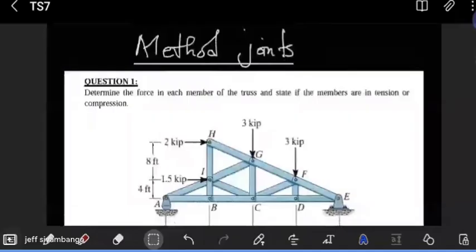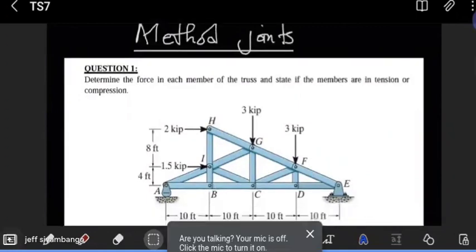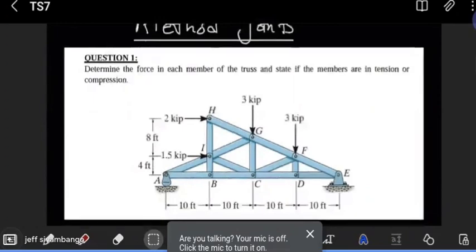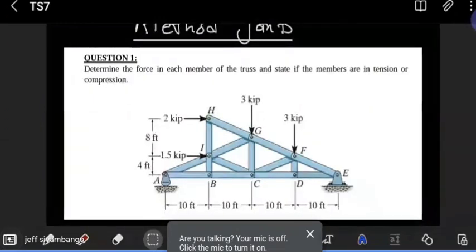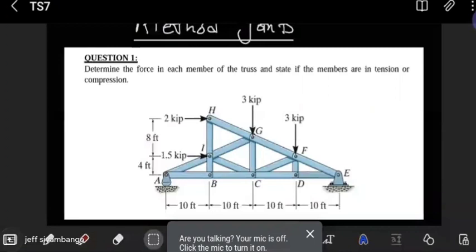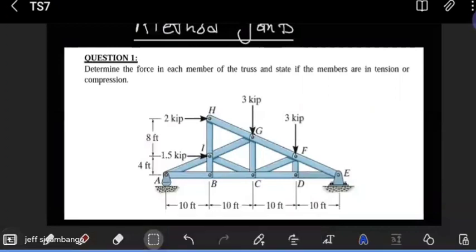Okay, so here we'll be revising the method of joints. In this case, we have this question here, and in this question, they're asking us to determine the force in each member of the truss. And they also want us to state if the members are in tension or in compression.